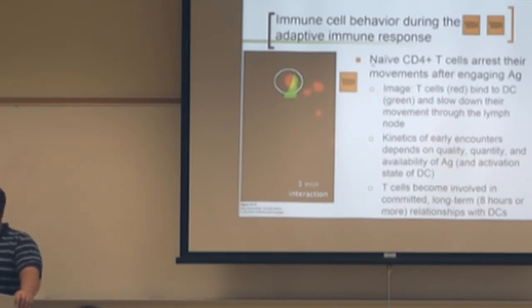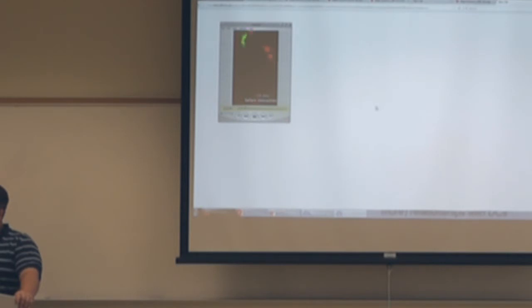So naive CD4 T cells arrest their movement after engaging antigen, and here we can watch T cells in red bind to dendritic cells in green and slow down as they bind to their particular antigen. So you can see here's an antigen-specific T cell coming up, and once it's come in contact, now it's stuck.